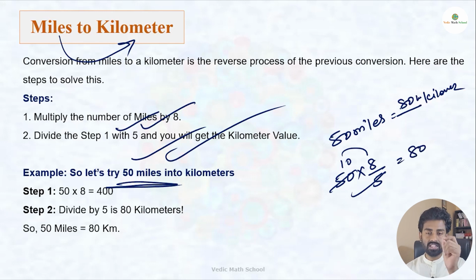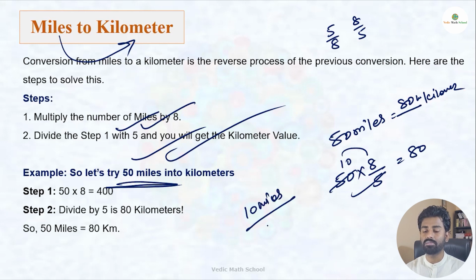80 kilometer. One hint I am going to give you: if you have confusion like 5 by 8 or 8 by 5, sometimes maybe you are confused whether it is 5 by 8 or 8 by 5. So always keep in mind, kilometer always gives you the bigger value. If you have 10 miles and you forgot what the multiplying factor is, suppose I do 5 by 8. In that case you will get an answer that is smaller than 10 miles. But in conclusion, miles always gives you a bigger value in kilometers. So it must be not 5 by 8, it is 8 by 5.